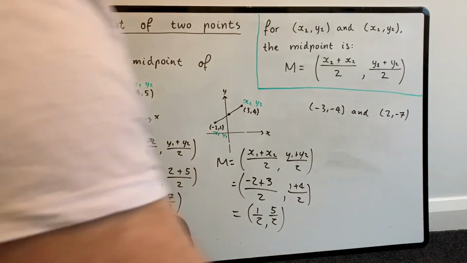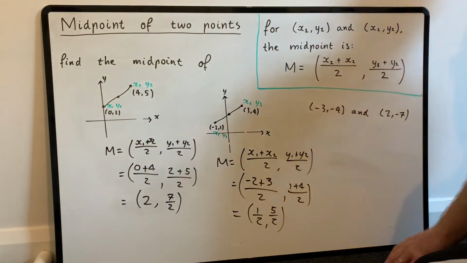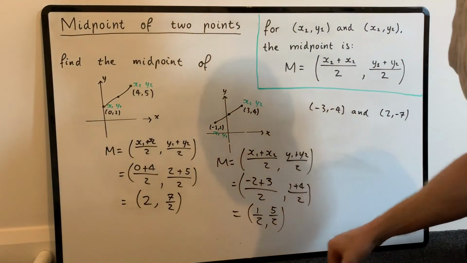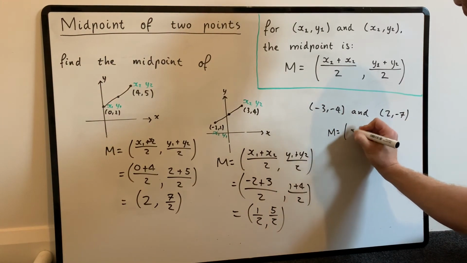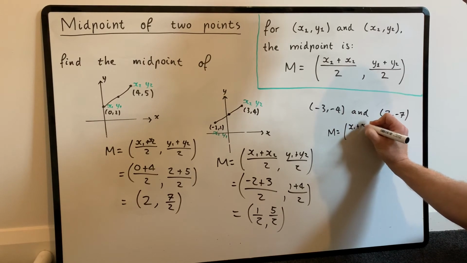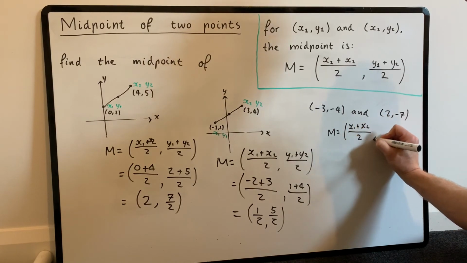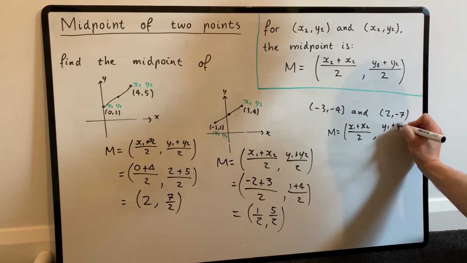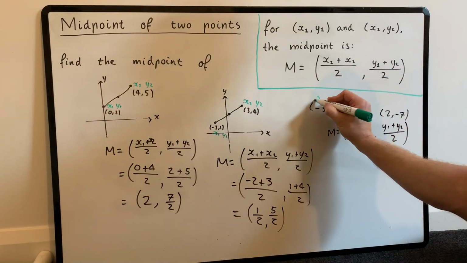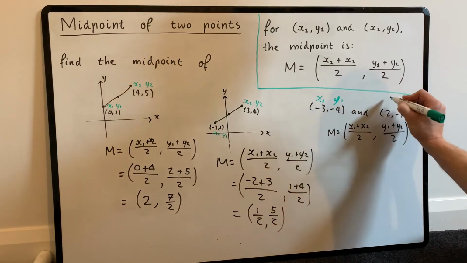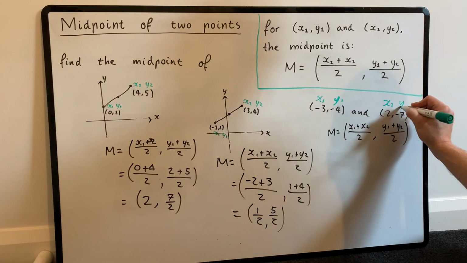All right, last one. Write out the formula. M equals (x1 plus x2 on 2, y1 plus y2 on 2). Label up your points. x1, y1, x2, y2.